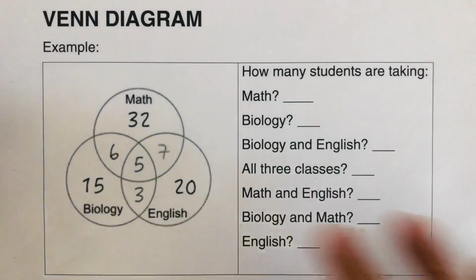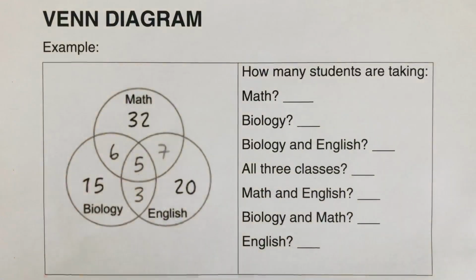So we have here 3 circles and they are overlapping. So these numbers that we have here talk about the students that are taking classes. So there are 3 classes that are listed in this example right here. We have biology, math, and English. So we are going to determine how many students are taking math.